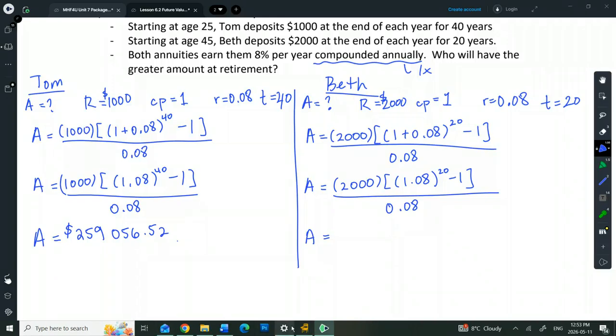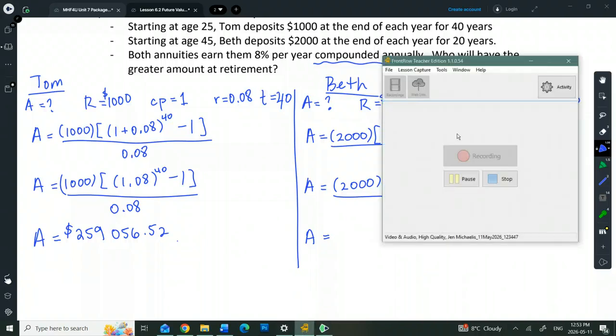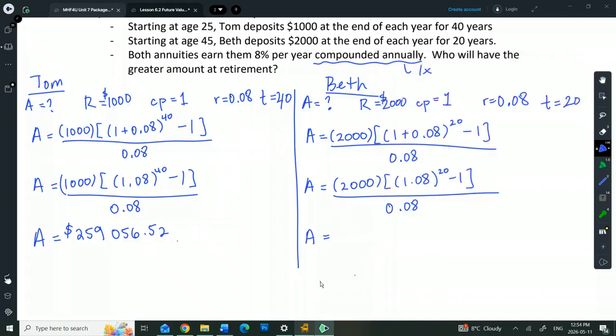Alright, so we'll pause for calculation if you're calculating. Okay, and you should get $91,523 and 93 cents with rounding here. Alright, so were you right? Did they end up with the same amount?